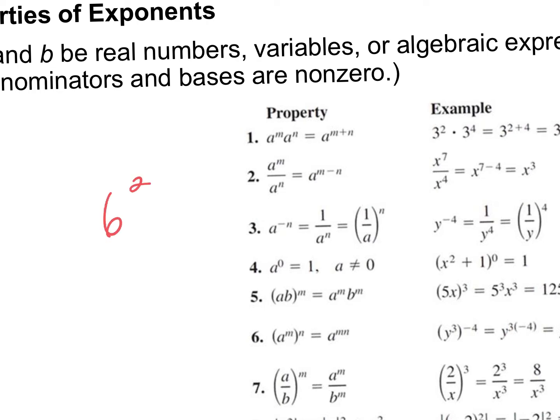6 squared, what is the base? What number is the base here? The base is the big number, right? This is our base here. The base is the big number, and 2 is our exponent. It's that little number up in the corner, okay?